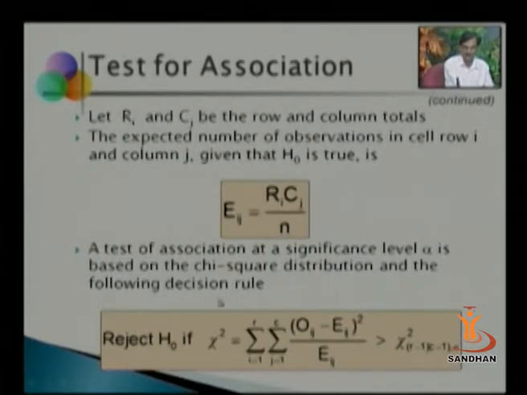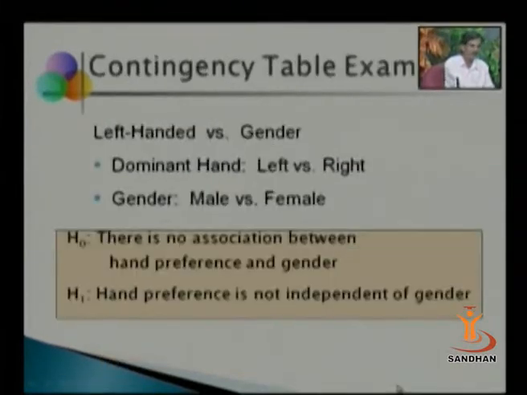Again, if you look at the test statistic, it is similar to the previous one. The only difference is, since here we have a two-way table, there is a double summation. So the chi-square statistic is double summation of (O_ij minus E_ij) square upon E_ij, and the decision is to reject H naught if chi-square calculated is greater than the chi-square table value.